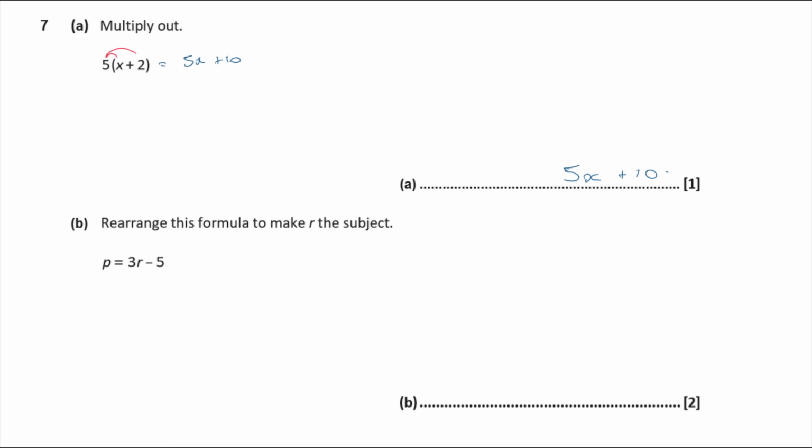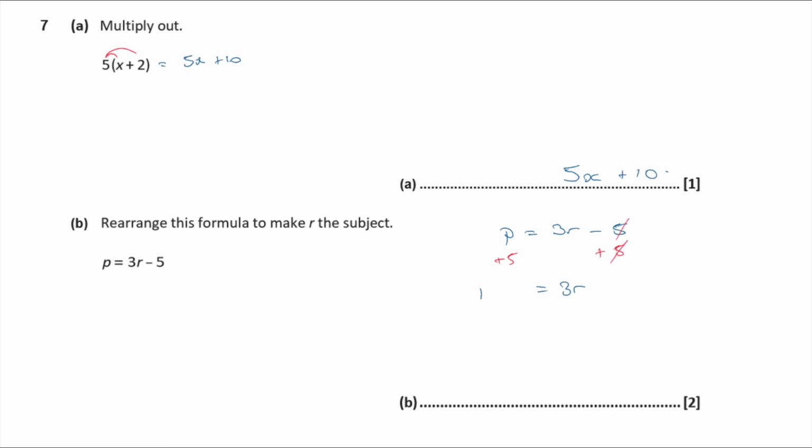Part B says, rearrange the formula to make r the subject. Now, when you're rearranging a formula, you can do it pretty much the same way as when you're solving an equation. But rather than reducing down to a single number at the end on the other side from your unknown, everything piles up on the other side. So for this one here, I want to get r by itself. So if I add 5 to both sides, that's going to cancel, and it's going to leave me with just 3r on the right.